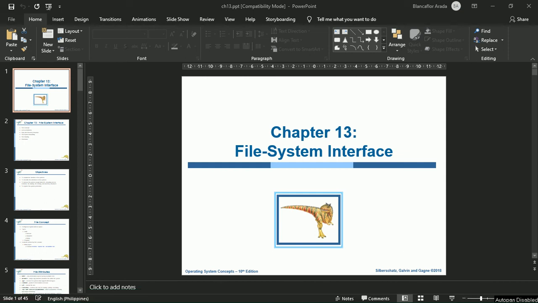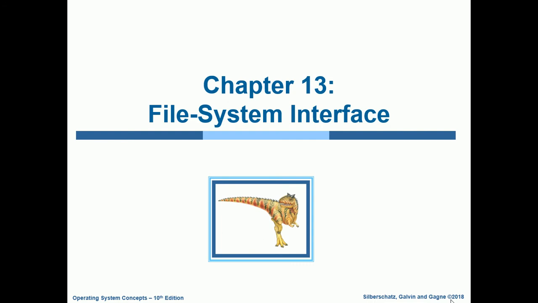So we're already in chapter 13, all about file system interface. File system interface is another feature that makes the different OSs different from each other. To know more about the file system interface, let's start this lesson. Again, chapter 13 is all about file system interface.